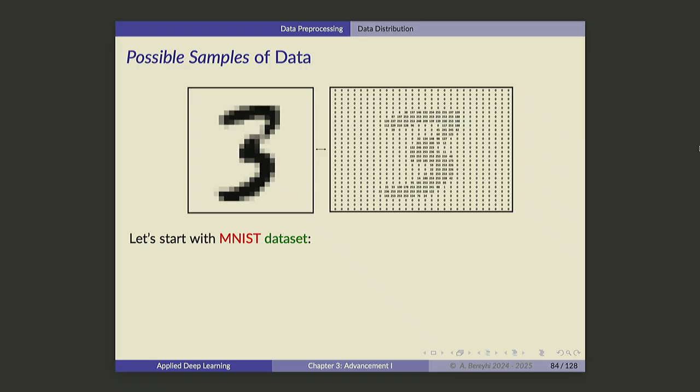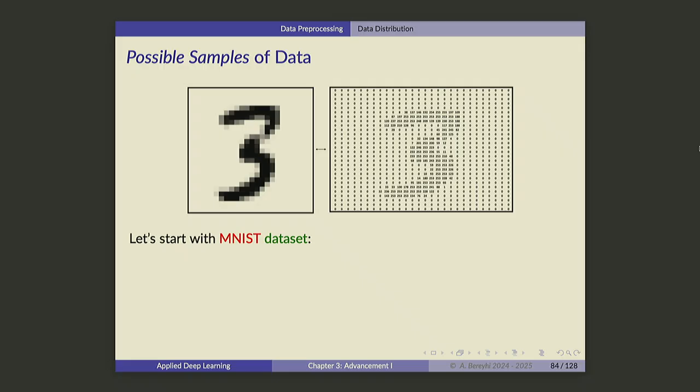So let's think about the MNIST data set, and let's understand what data distribution for the MNIST data set means. This is one handwritten image, a handwritten digit 3. If you think about it in the form of pixels, there are a bunch of numbers here. So if it's an MNIST image, what is the size?